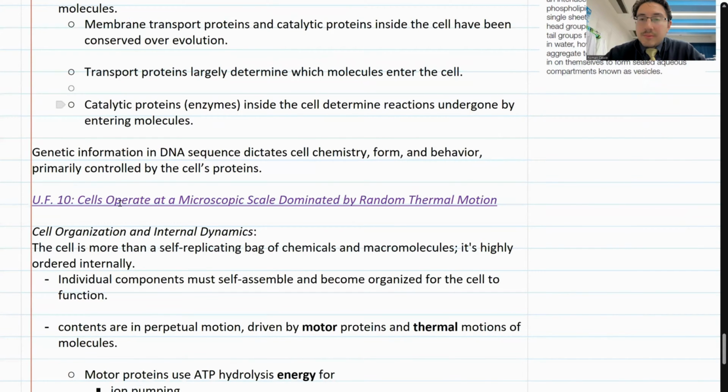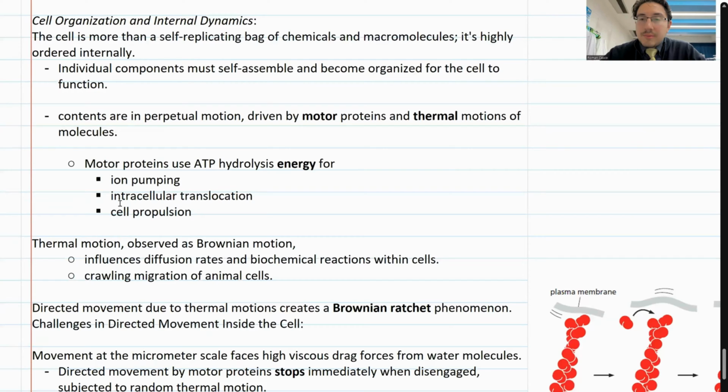All right, we're almost done with this first part of chapter 1. Universal feature number 10: cells operate at a microscopic scale dominated by random thermal motion. I did mention this before, about how you have free energy, and then you have molecular motion, moving throughout the whole cell. Generally, you have material moving from high concentration to low concentration, essentially diffusion there. But just to start from the top there.